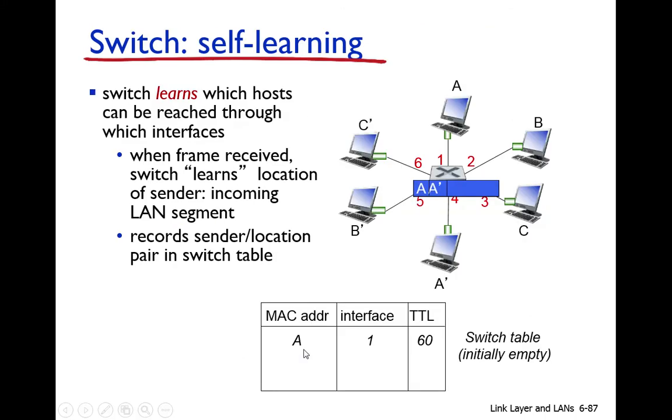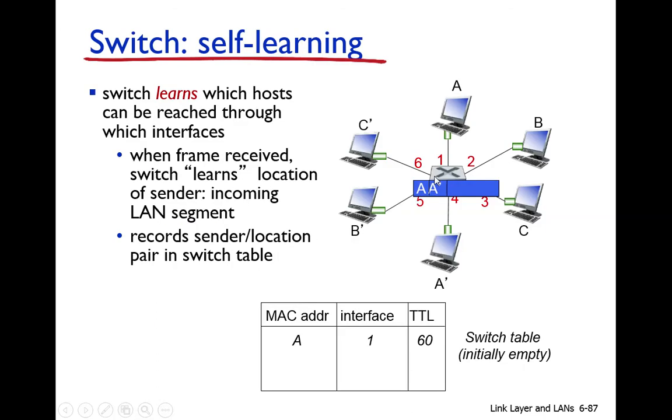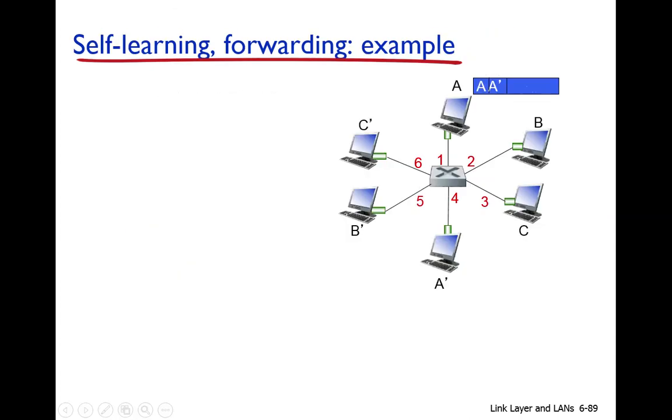For this packet, the destination is A dash, and A dash is not found in the table. There is no entry for A dash in the table, so it should be flooded. Flood means that it should be forwarded to all interfaces except the incoming interface. In this case, the incoming interface is 1, so it will be forwarded to 2, 3, 4, 5, 6. So you can see it.